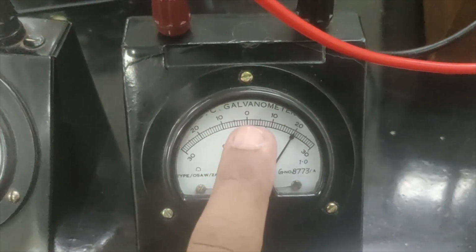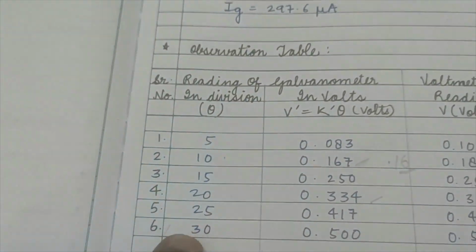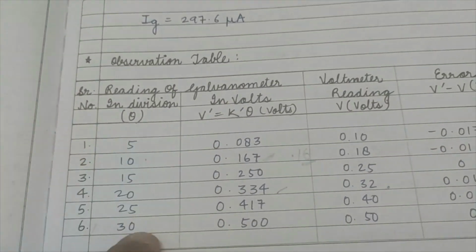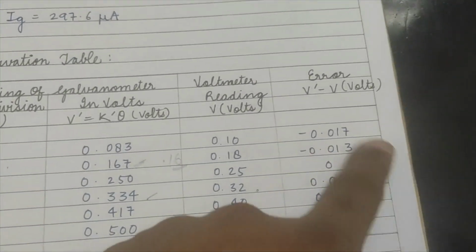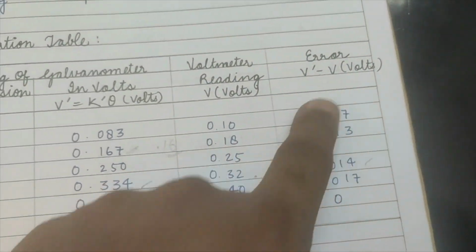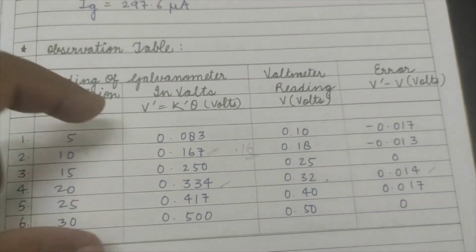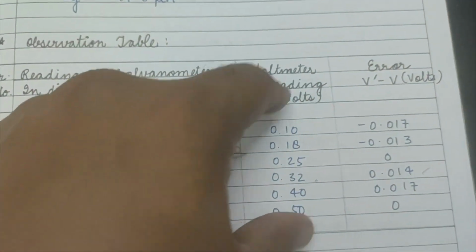In the same way we will go on for all of 0, 5, 10, 15, 20, 25 and 30, up to 30. We will note down the deflection and the voltmeter reading, compare it with this, and the minimum difference will tell me how good the conversion of this galvanometer into a voltmeter of 0.5 volt range is.